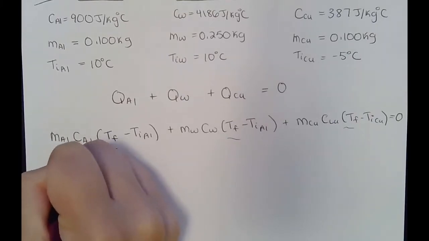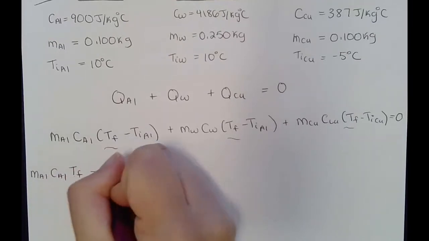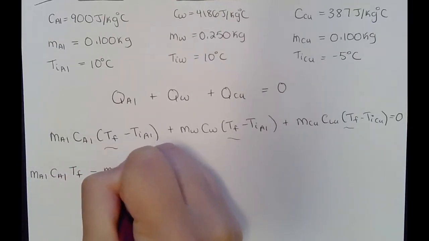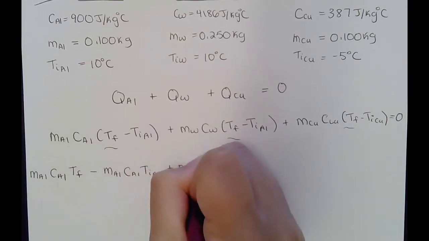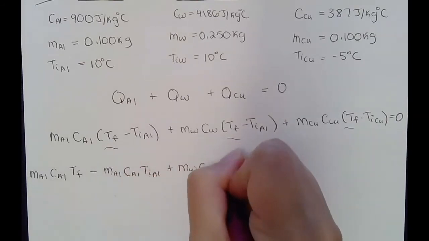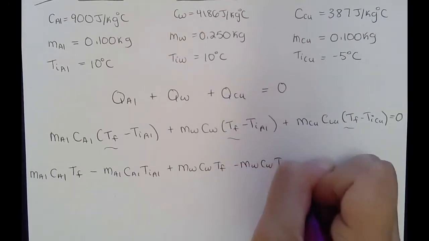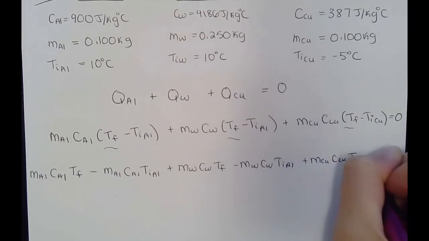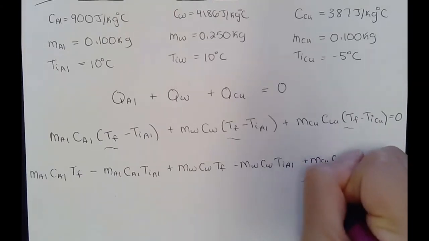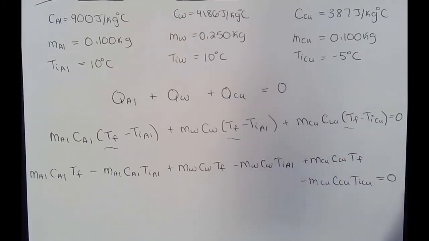So M aluminum, C aluminum. I know you know how to do this algebra. I'm just going to go through it anyway. M aluminum, C aluminum, TI aluminum plus M water, C water, TF minus M water, C water, TI aluminum plus M copper, C copper, TF minus M copper, C copper, TI copper equals 0.